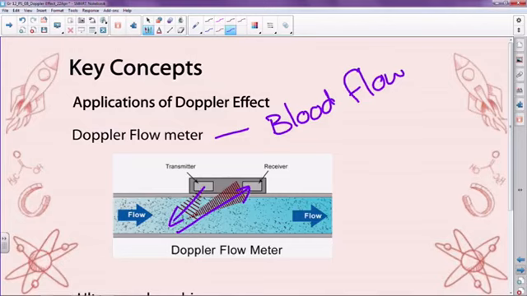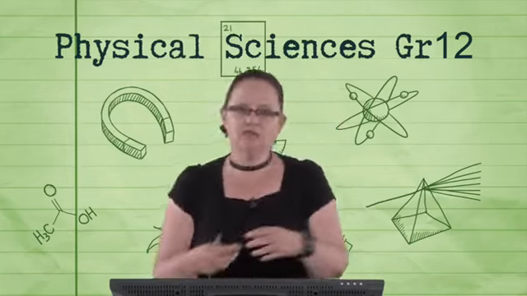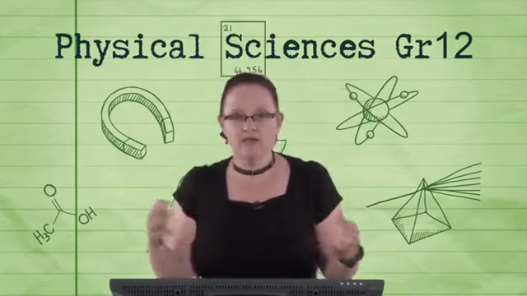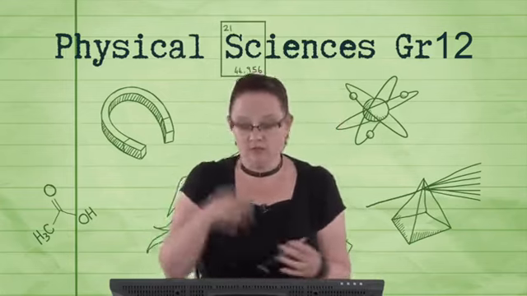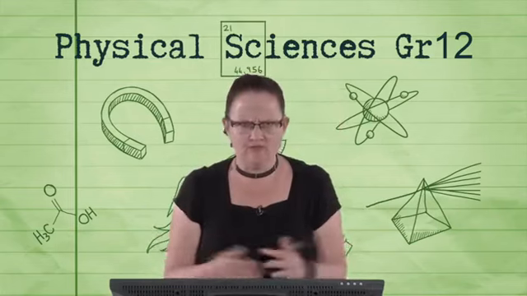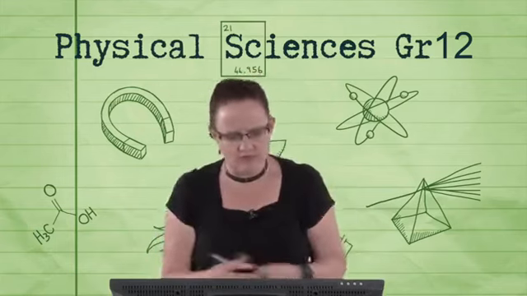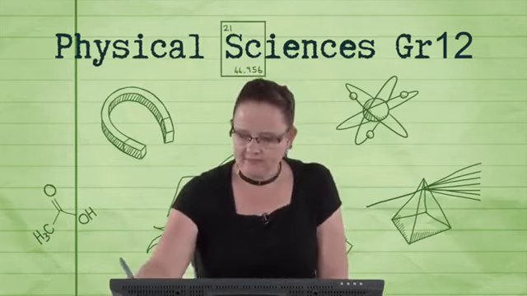Because if the blood was stationary, then the received wavelength would be exactly the same as the transmitted wavelength. Okay, but the blood's flowing. And that way, doctors can see whether somebody has constricted veins, whether there's a problem, and all of that. They do the same when they're looking at people's hearts before they do surgery. If they think somebody needs surgery on their heart, they use it to measure the valves and that sort of thing. Okay, so that's the first thing.